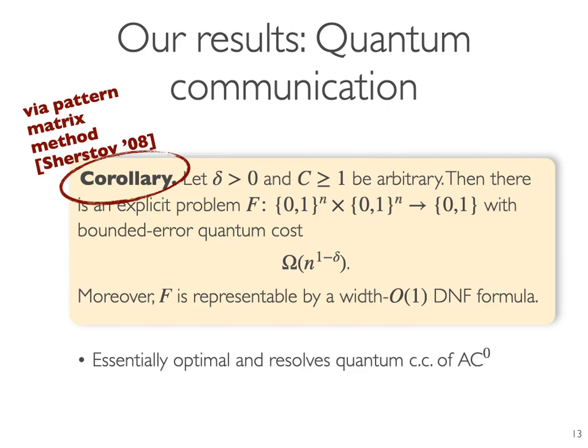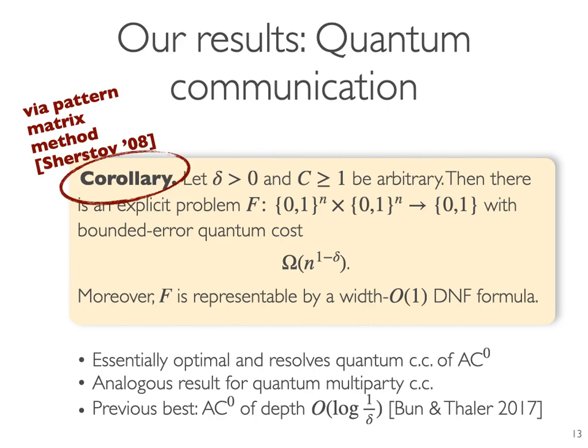Now, we have considered multi-party communication and quantum communication. If you combine these two models, you get the multi-party quantum model. All our lower bounds carry over to that model as well. Prior to our work, the best construction was Bunn and Thaler's AC0 circuit of depth log 1 over delta.